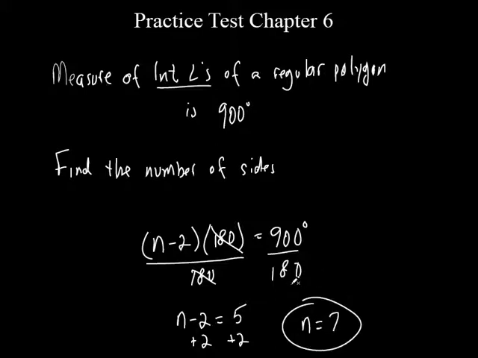So there's 7 sides. All right, so if all the angles add up to 900 degrees, that means there's 7 sides. If you wanted to just check to see, what do you do? You put it back in, right? 7 minus 2 is 5 times 180 is 900. So that does work. Okay?